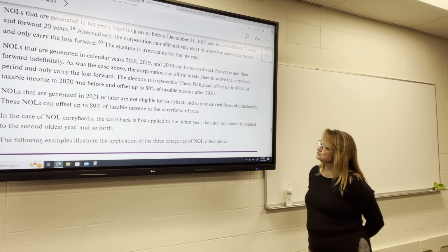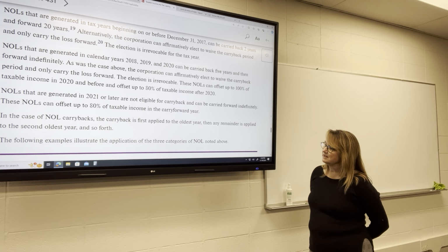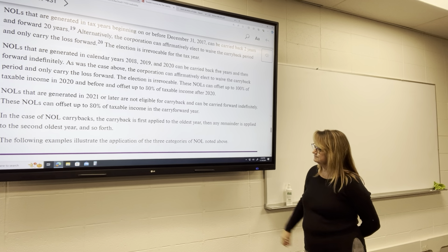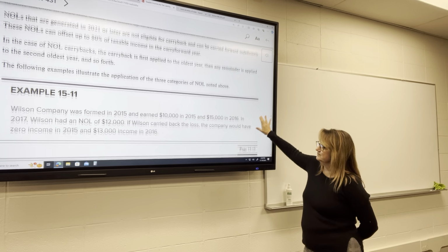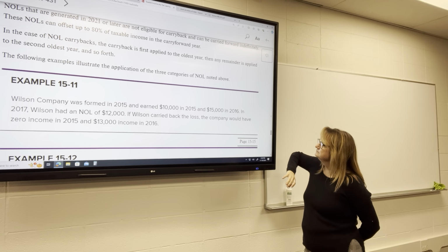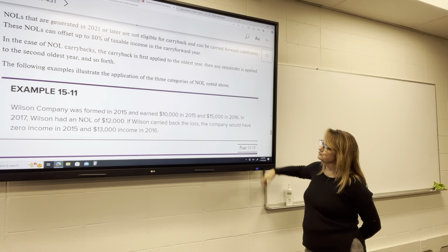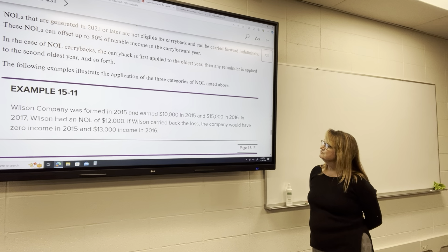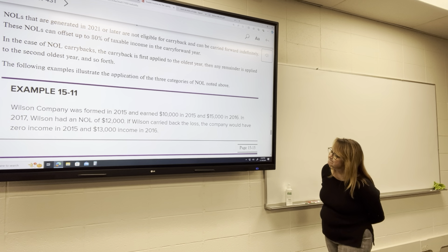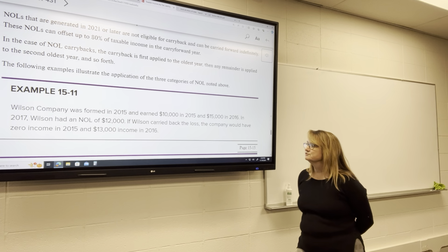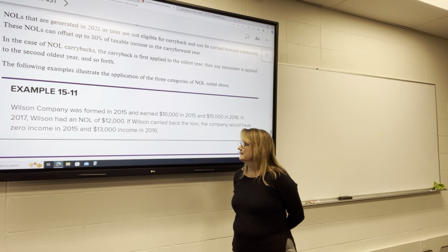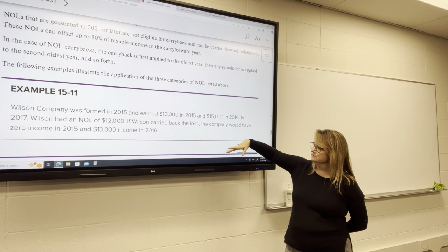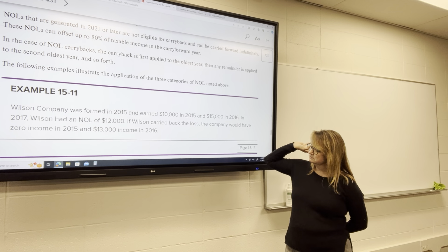So carryback is first applied to the oldest year, and then the remainder is applied to the second oldest year, just like we did with the capital losses. All right, so here we've got 3 examples. So Wilson Company was formed in 2015, had $10,000 in 2015 of income, $15,000 in 2016. 2017, they had an NOL of $12,000. So in those years, they could go back 2 years and forward 20.